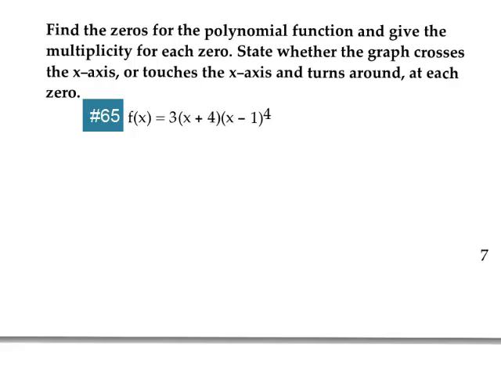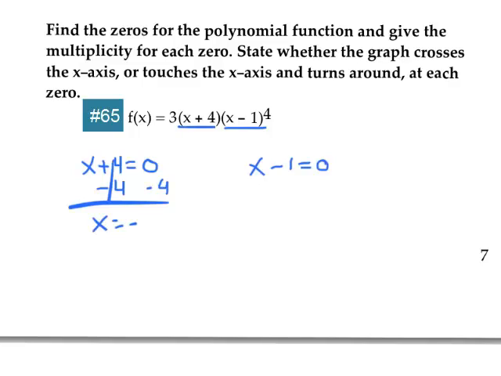Find the zeros for the polynomial function and give the multiplicity for each zero. State whether the graph crosses the x-axis or touches the x-axis and turns around at each zero. So each of these things that has an x here, we want to set equal to 0 and solve. That's going to give us our zeros. So here I'd subtract 4, get negative 4. Now we look at the exponent here, which in this case, since there's not one, would be 1. This has a multiplicity of 1.